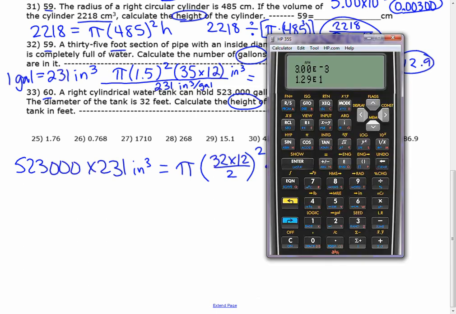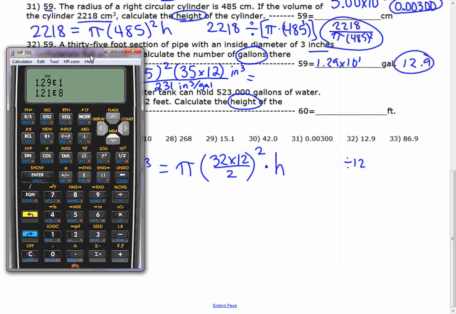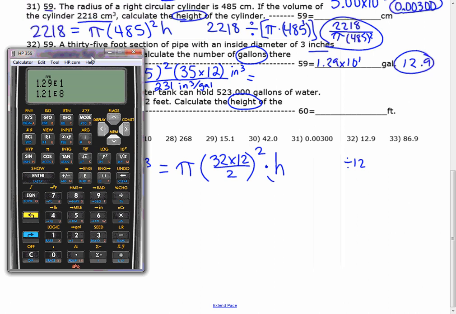So we're going to start with what's on the left-hand side. We're going to do the 523,000, enter, 231 times. So that's our volume. That's our cubic inches. So then we come over here and look to see what's on the right. We want to leave h there, so everything else has to be divided by. So we're going to do yellow pi divide. That moves it over here. Then we've got to take care of all of this.